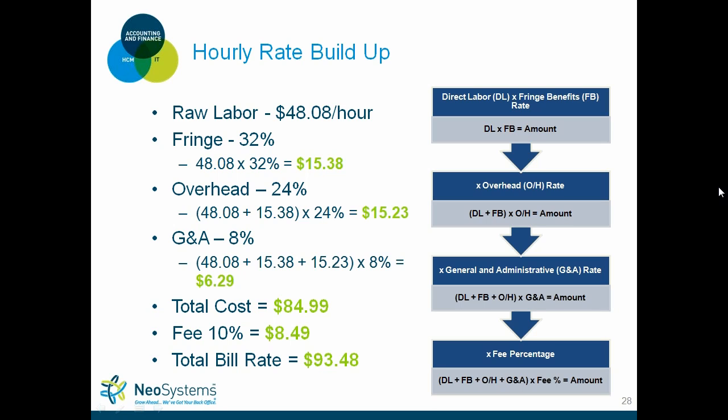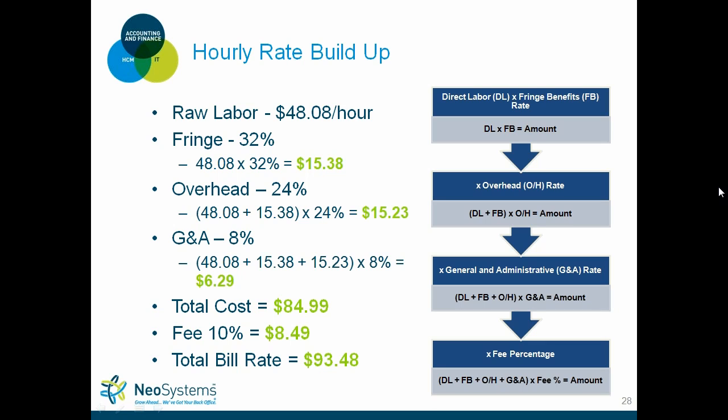Then how you burden, when they say a fully burdened rate, you're going to take your next indirect rate, which I'm assuming most of you have, an overhead rate. Some of you might have multiple overhead rates. Depending on what type of overhead rate you're going to bid, you take the hourly rate plus the fringe rate and then multiply that by your overhead rate. In this case, it's 24%, so it gives you another $15.